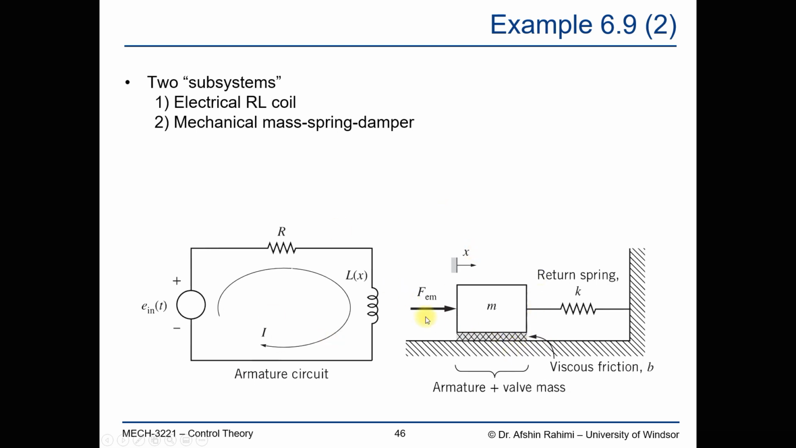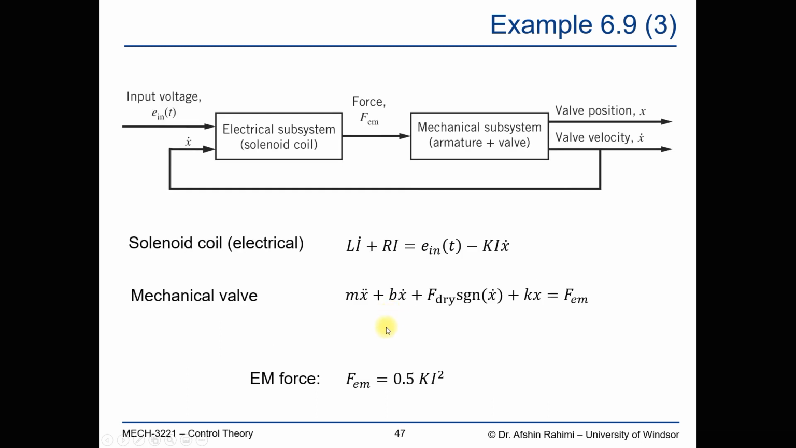We have seen both of these before, so it should be pretty quick to model each. So for the solenoid coil, the electrical part, the system model will be L i dot plus R i equals E in minus K i x dot. And for the mechanical part, we have M x double dot plus B x dot plus F dry sign x dot plus K x equals F em. And we have F em as half K i squared.